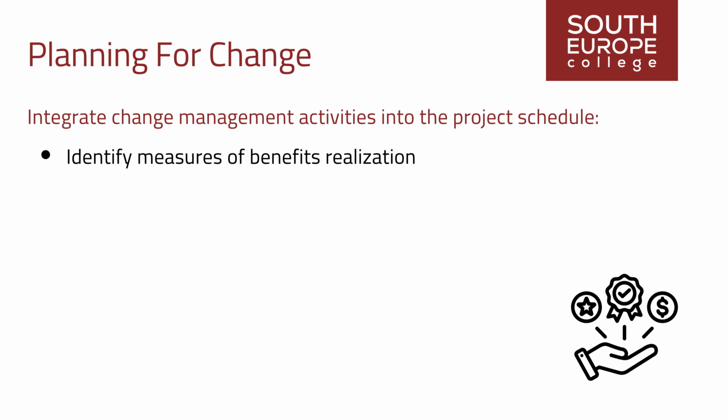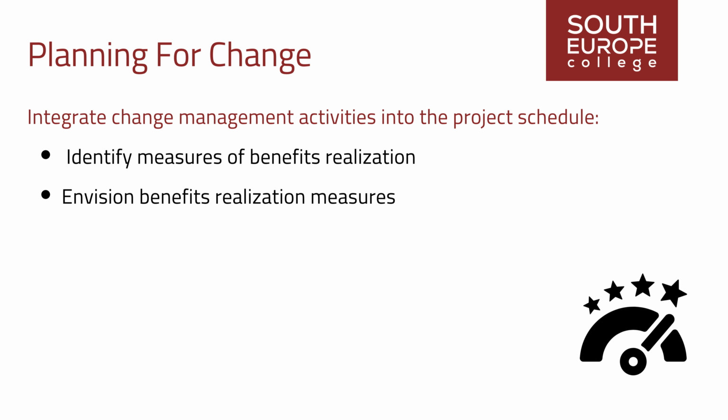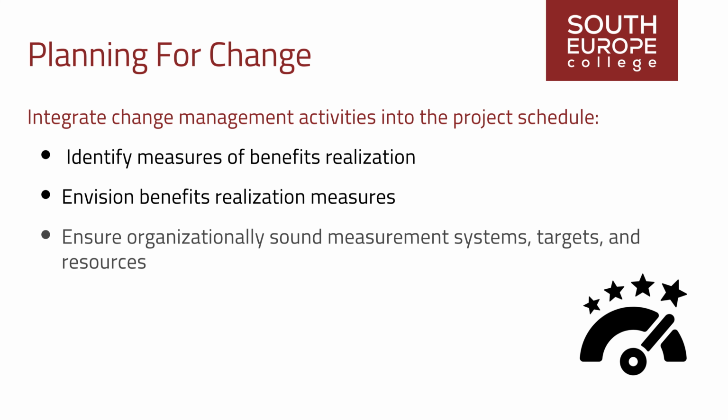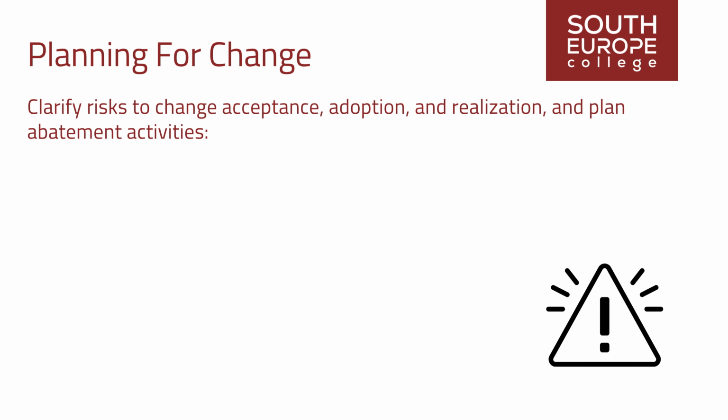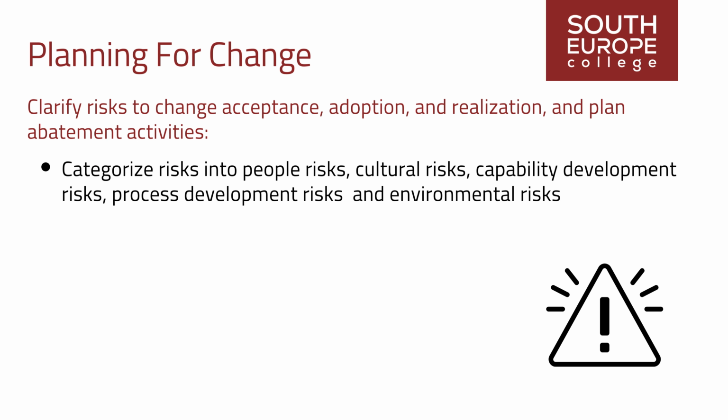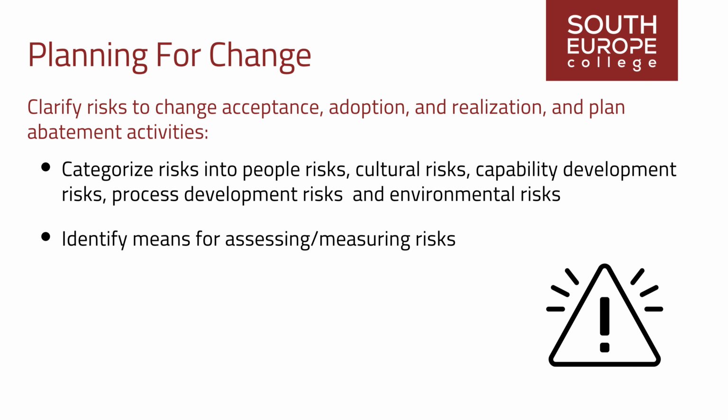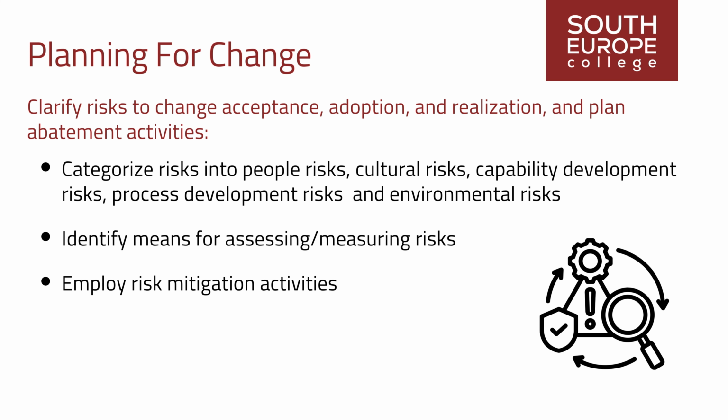Identify measures of benefits realization, envision benefits realization measures, and ensure organizationally sound measurement systems, targets, and resources for ongoing operational measurement of full adoption and resulting outcomes. Clarify risks to change acceptance, adoption, and realization, and plan abatement activities. Categorize risks into people risk, cultural risk, capability development risk, process development risk, organizational structure and management risk, time risk, and environmental risk. Identify means for assessing and measuring risk. Employ risk mitigation activities.